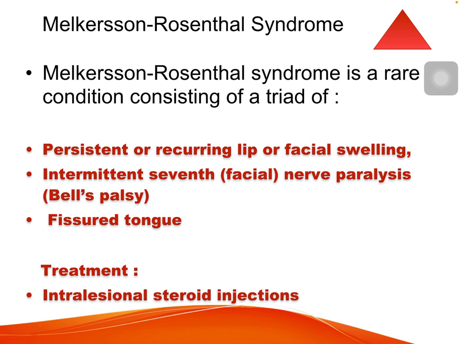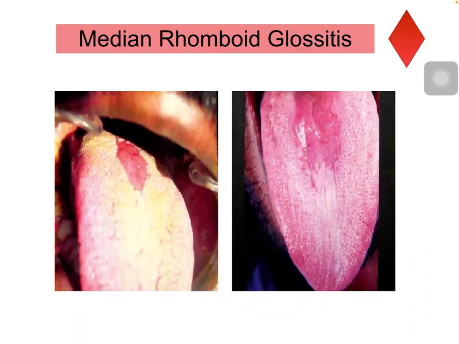Melkersson-Rosenthal syndrome. Melkersson-Rosenthal syndrome is a rare condition consisting of a triad of persistent or recurring lip or facial swelling, intermittent seventh or facial nerve paralysis, also commonly known as Bell's palsy, and concomitant fissured tongue. Treatment includes intralesional steroid injections. Median rhomboid glossitis.